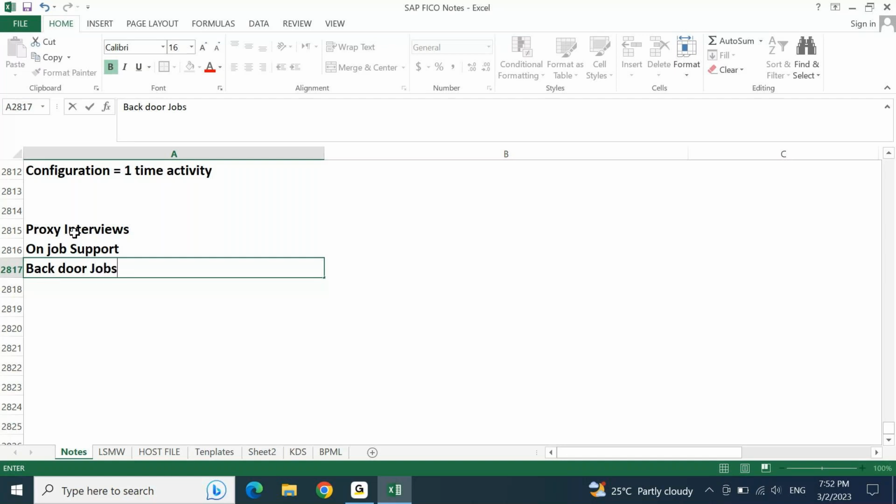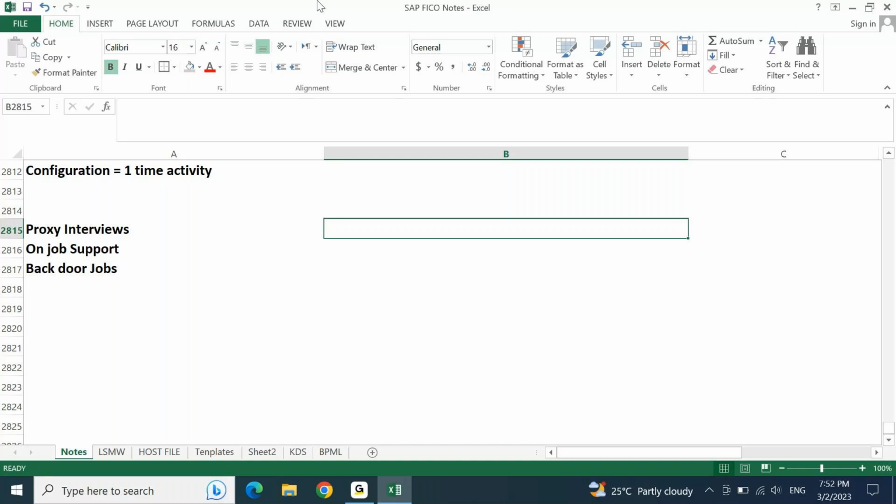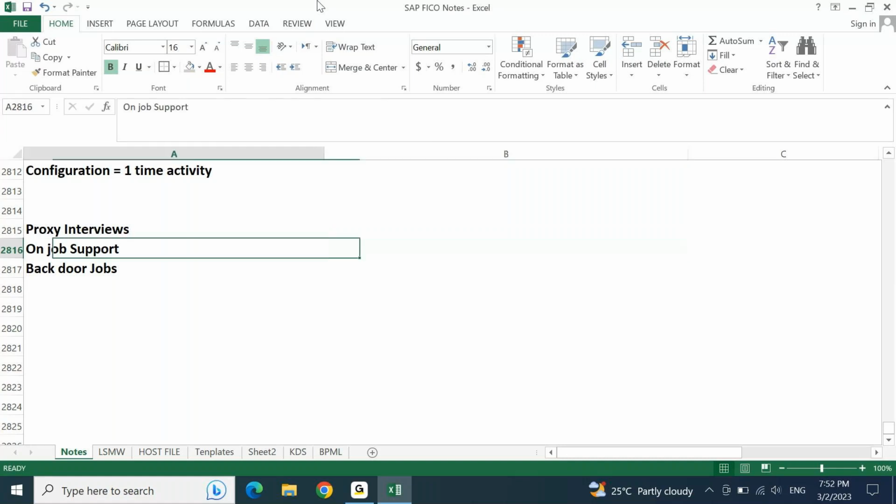The person who trained you will tell you that they will help you in your proxy interview. I will arrange somebody to clear your interview. The person who trained you will tell you that I'll give you support on your job. The person who trained you will tell you I'll assist you with some consultants, so they will help you get into the job through a backdoor.